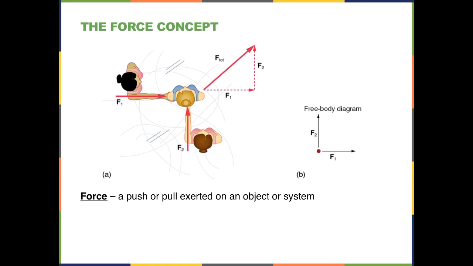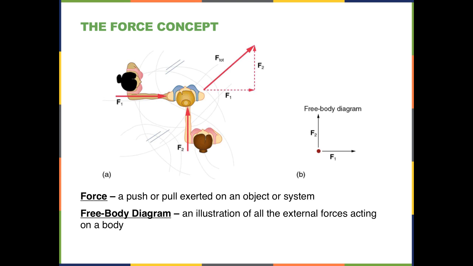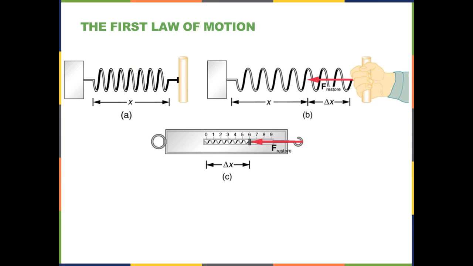A force is any influence that causes a push or pull on a system or an object. And you have to define the system or the object. In one of the examples I go through, you'll see the importance of defining the system or object involved. The free body diagram, which, as I said before, is on the right, is an illustration of all external forces acting on a single point, which represents the body in question.